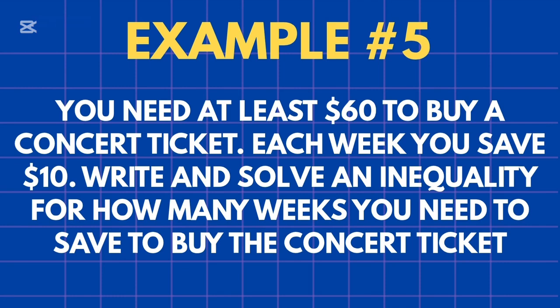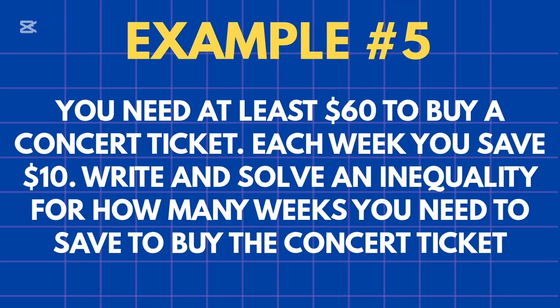Sometimes to get a better understanding of this concept, it helps to relate it to a real-world scenario. Let's take a look at the following example. You need at least $60 to buy a concert ticket. Each week you save $10. Write and solve an inequality for how many weeks you need to save to buy the concert ticket.